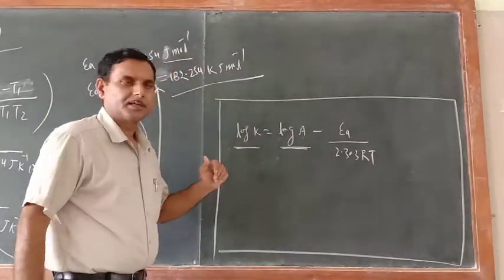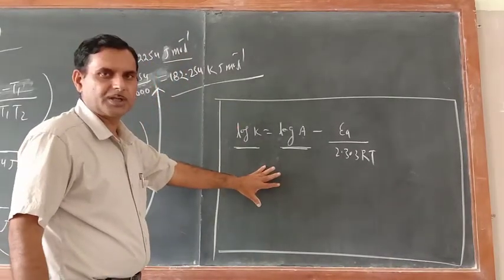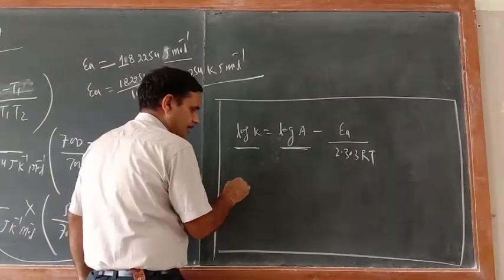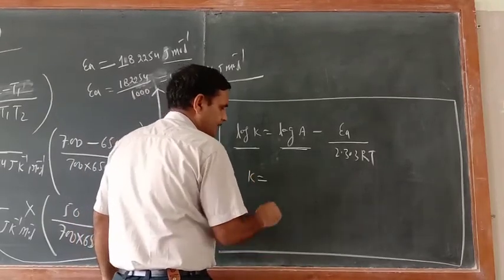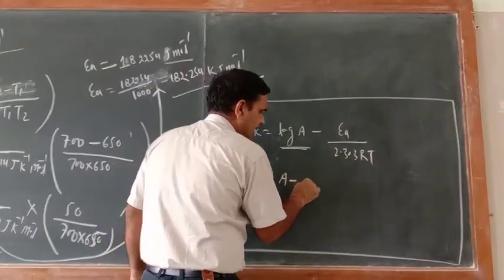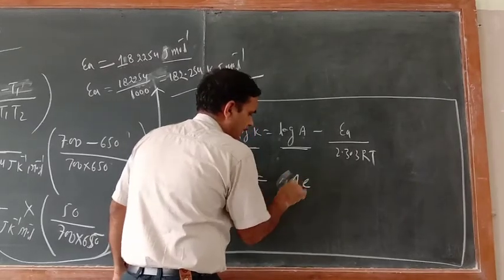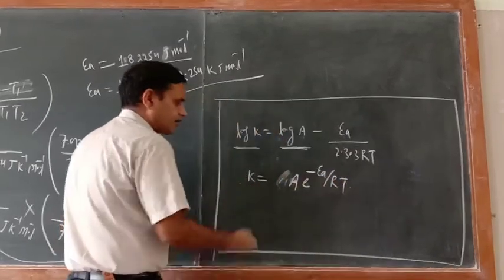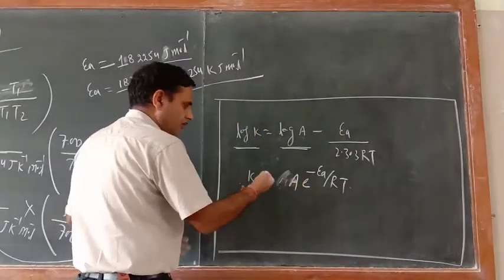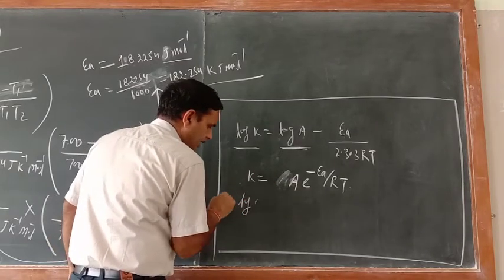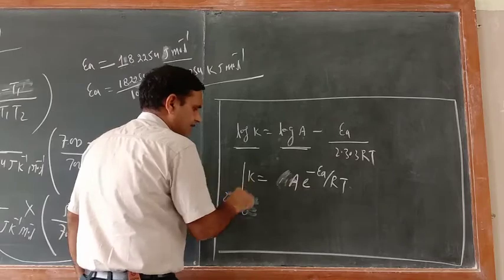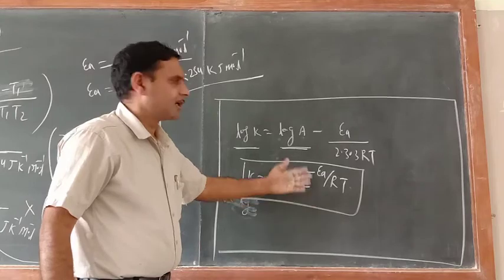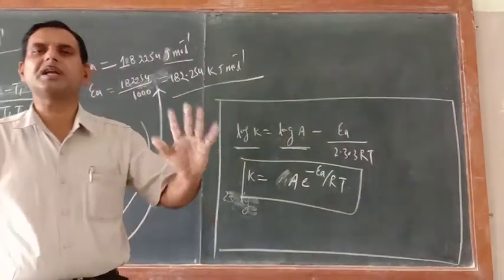Like here, some other forms of this equation are also there. What are those forms? Already we have calculated this. K equals A e raised to the power minus EA by RT. Now if we take log, so you know what would be the form: log K equals log A minus EA by 2.303 RT. You know this expression also. So with the help of this expression also we can calculate so many things. In this way this chapter is completely completed.